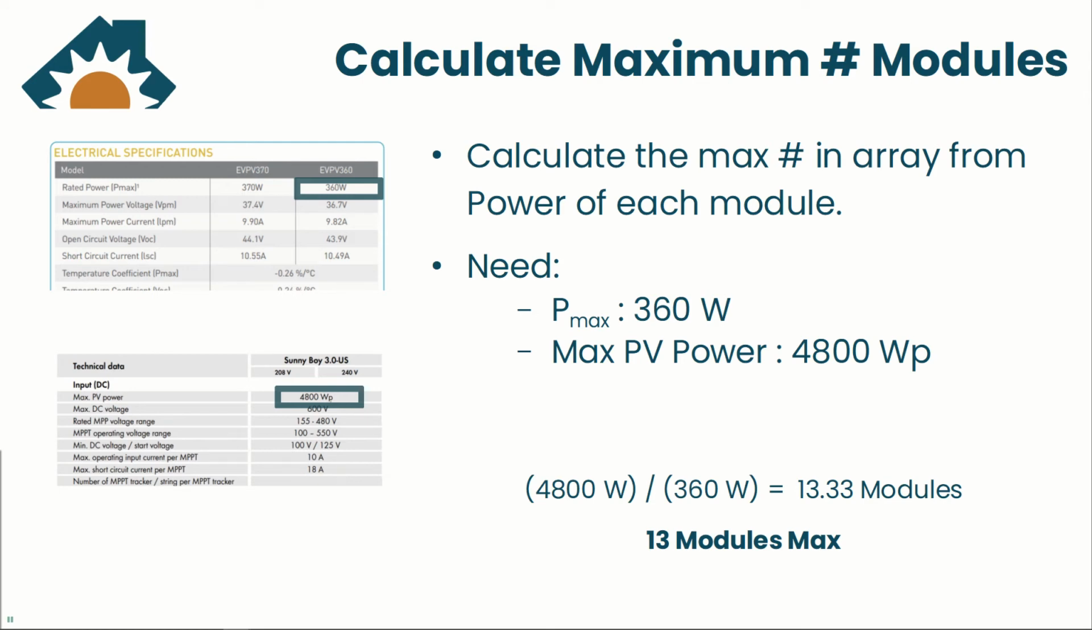All right, next, we want to make sure that we don't exceed the inverter's max power. We find the maximum number of modules in an array by dividing the max inverter power by the module power. So we have a max power of 4,800 watts, and our Pmax for our module is 360 watts. So if we divide the inverter's max power by the module's max power, we get 13.33 modules. We have to round this down to 13 modules max. So our array for this inverter cannot be more than 13 modules.